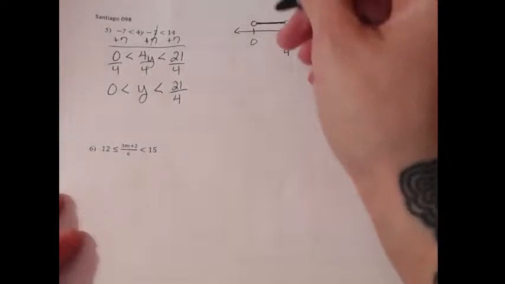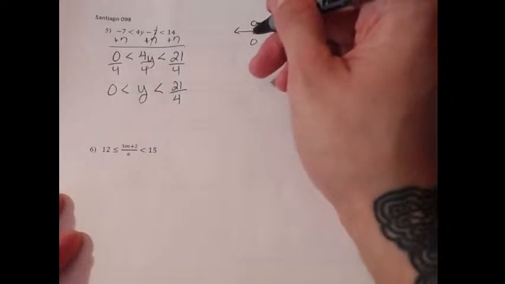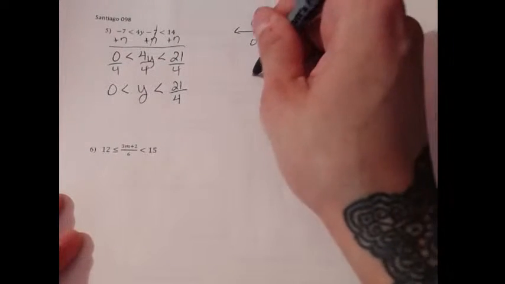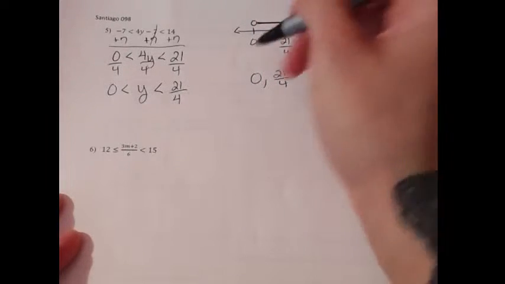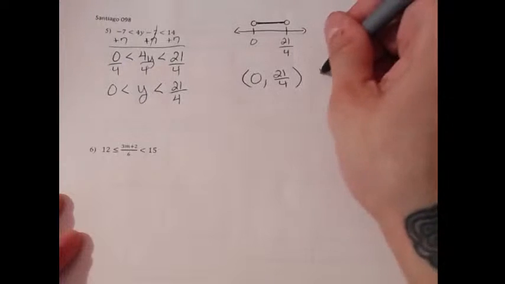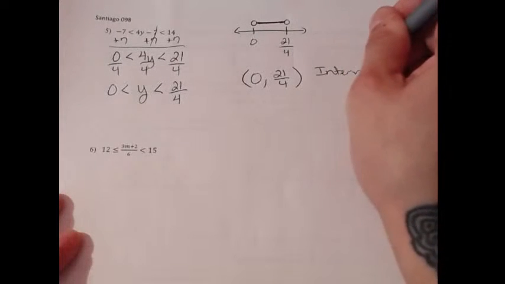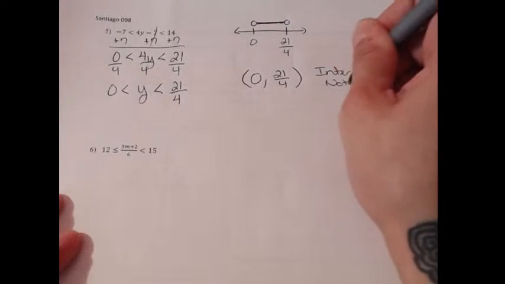Okay. Next, we write our solution in interval notation. So left, right. Left is 0, right is 21/4. We see open circles for each of these, so parentheses in both cases. And there's my interval notation.